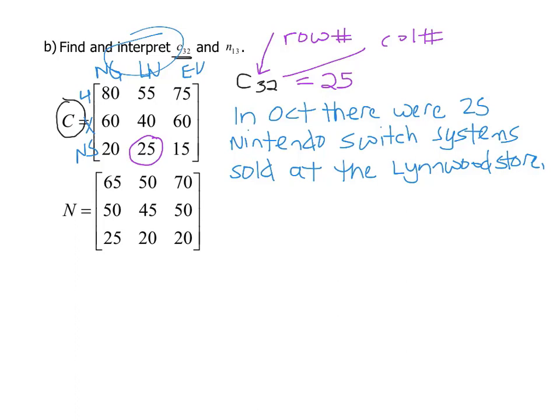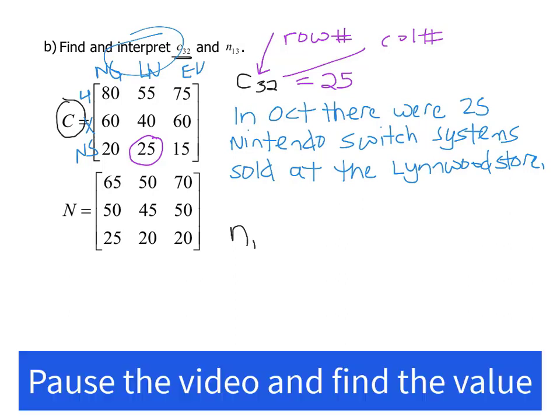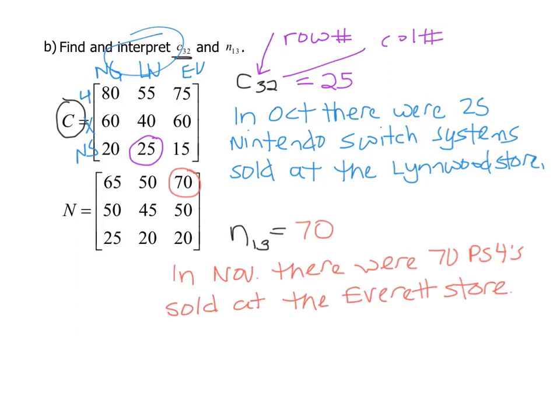Pause the video and you do the same problem, but this time you're looking to identify and interpret the value of n sub 13. Did you get n sub 13 was 70? And the meaning is in November there were 70 PS4s sold at the Everett store.